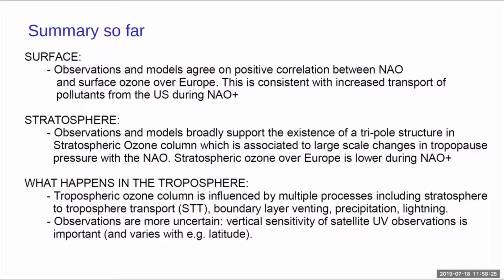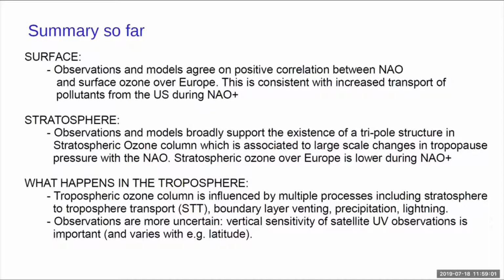So far so good. For both the surface and stratosphere, we found that the models and the observations agree, and we found a plausible mechanism for why the correlation exists between the ozone and the NAO. Next is what happens in the troposphere, and this is a bit more complicated because the tropospheric ozone column is influenced by multiple processes, including stratosphere to troposphere transport, STT, boundary layer venting, precipitation, lightning, and so on. And observations are also more uncertain in the troposphere.